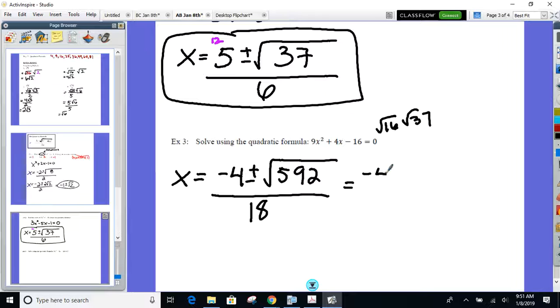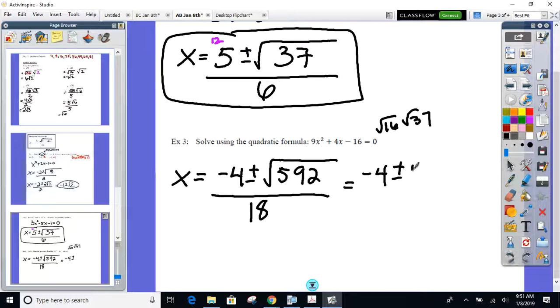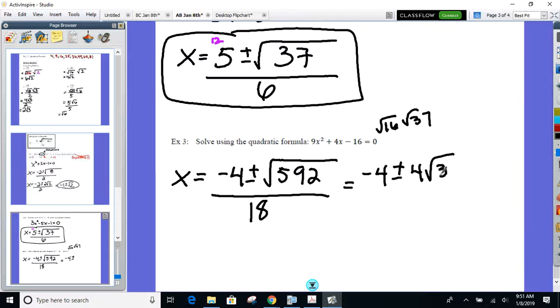So here we go. Negative 4 plus or minus. That would break down into what? 4 radical 37, right? All over 18. We haven't lost anybody yet, right? We're good? Yep, go ahead, Emma.